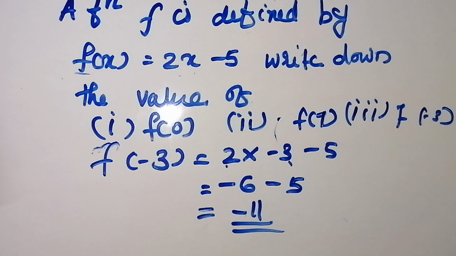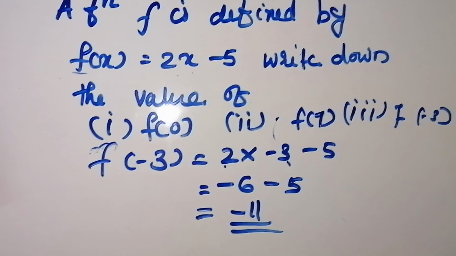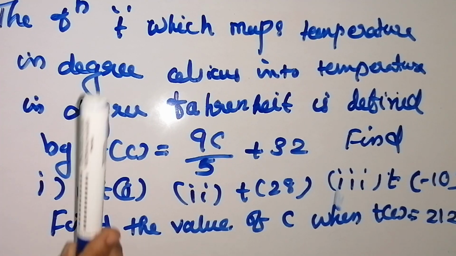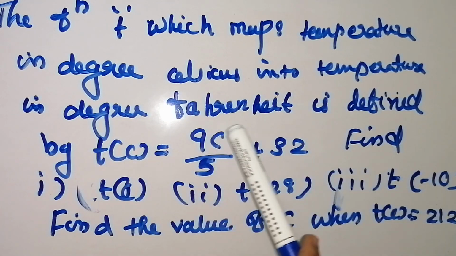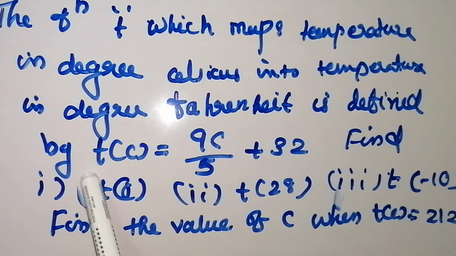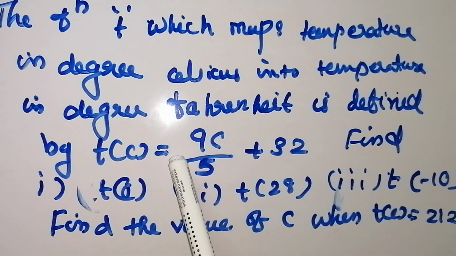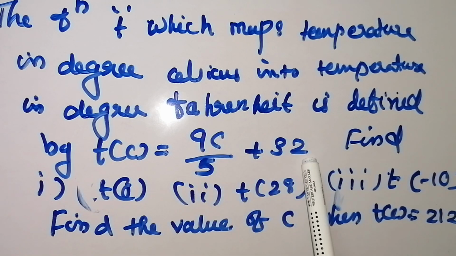So we move to the next problem, that is our fourth problem. The function t, which maps temperature in degree Celsius into temperature in degree Fahrenheit, is defined by t of c is equal to 9c by 5 plus 32. Find the value of t of 0, second t of 28, third t of minus 10, and the fourth one, find the value of c when t of c equals 212.